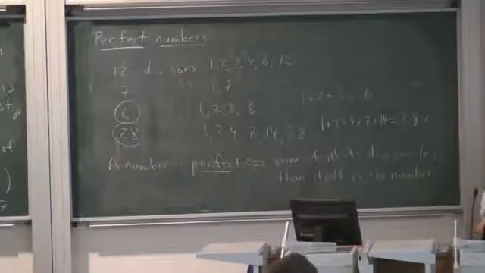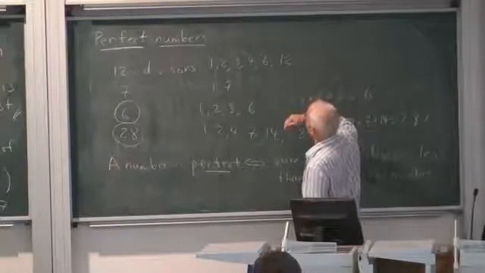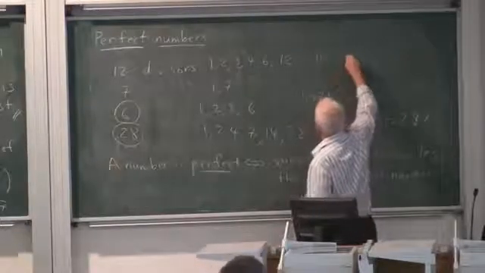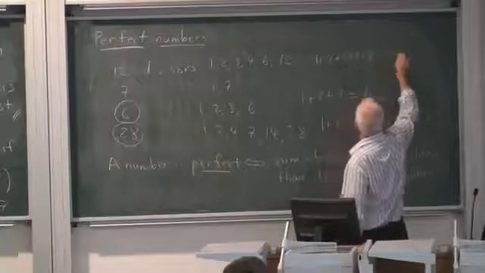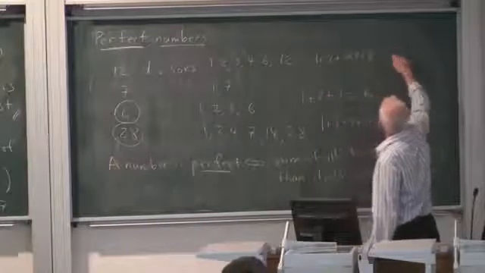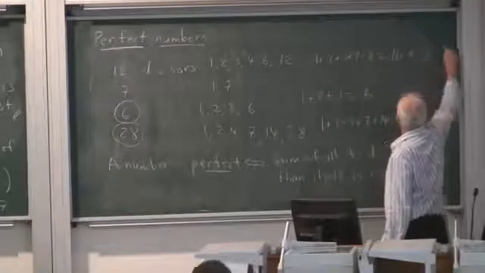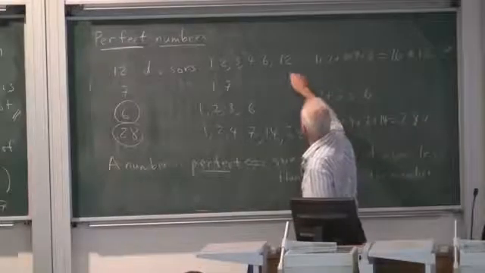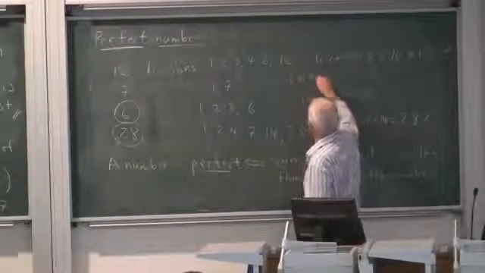Those are perfect numbers. While 12 would not be a perfect number because 1 plus 2 plus 3 plus 4 plus 6 is 16. That's not equal to 12. That's not a perfect number. And 7 is not a perfect number because 1 is not equal to 7.